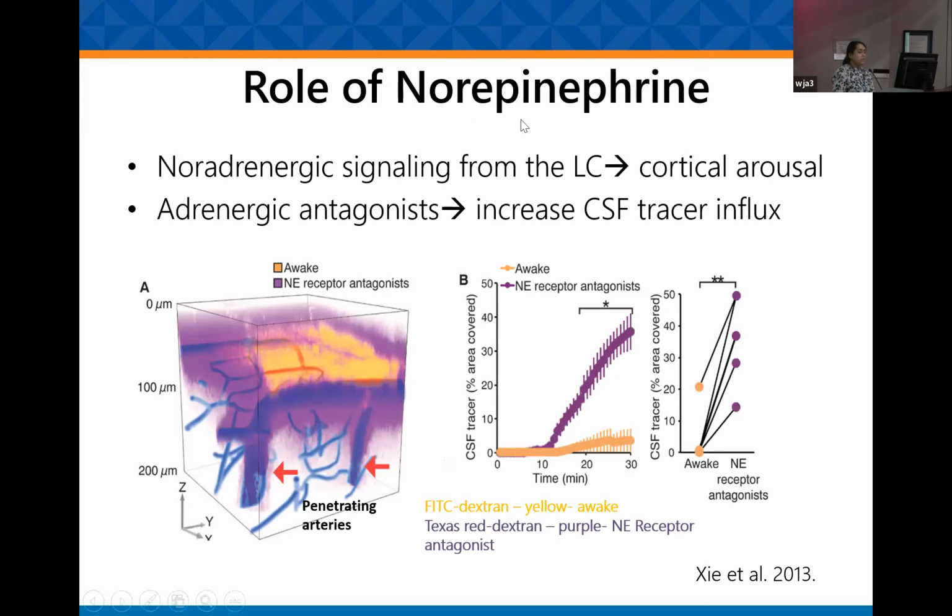So again, they used FITC dextran, which was yellow, while the mouse was awake, and you can see that the tracer sits again in the superficial cortical layers. Then they used a norepinephrine receptor antagonist. And you can see that when they did that to the awake mice, you had more influx of the tracer into the penetrating arteries.